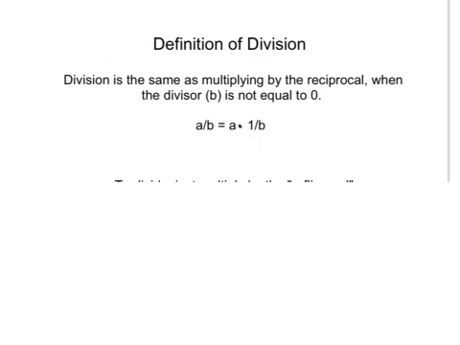So, for example, let's say 8 divided by 2. That's the same as taking 8 times the reciprocal of 2, or 1/2. Those are equal to each other. Those are the same thing. 8 divided by 2 is the same as multiplying 8 by the reciprocal. Now again, this B can't be 0, because we can't divide by 0.